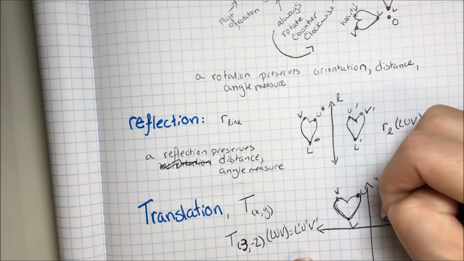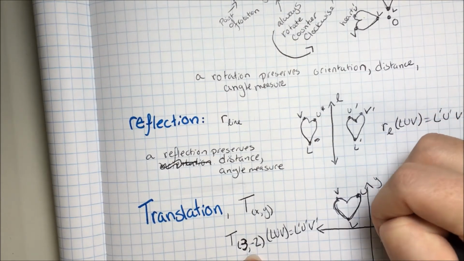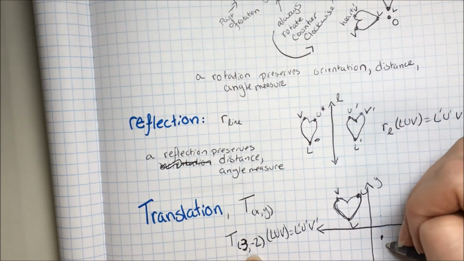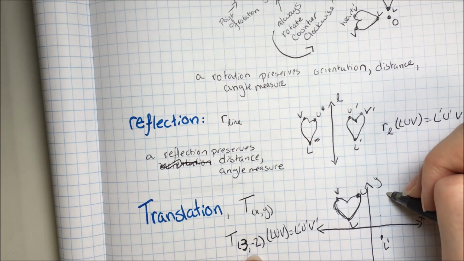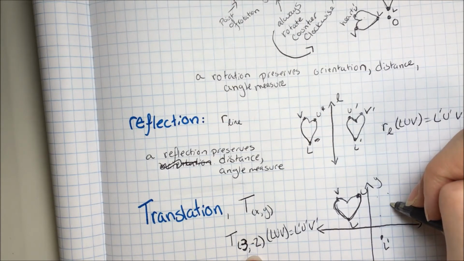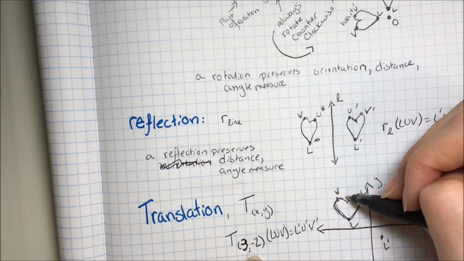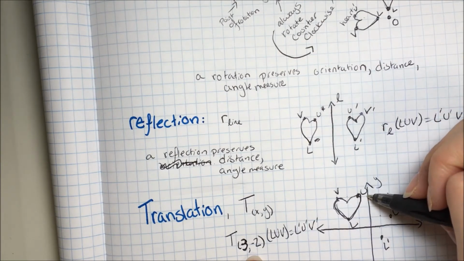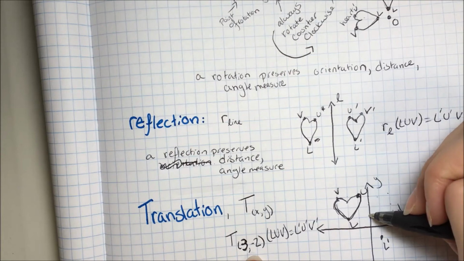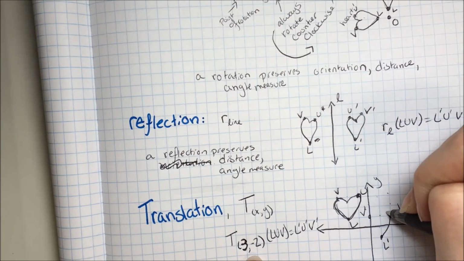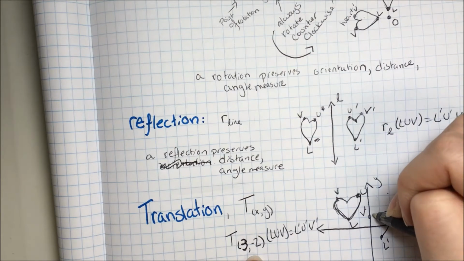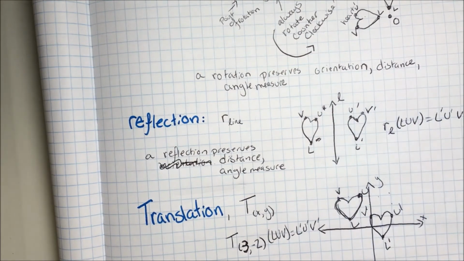1, 2, 3. 3 in the positive direction of x, 2 in the negative direction of y. There's L prime. U is going to go 3 in the positive direction of x, 1, 2, 3, and 2 in the negative direction of y, 1, 2. And then V is going to go 3 in the positive direction of x, 1, 2, 3, and 2 in the negative direction of y, 1, 2. V prime. And then I make my heart. This is probably not perfect, but you get the idea.